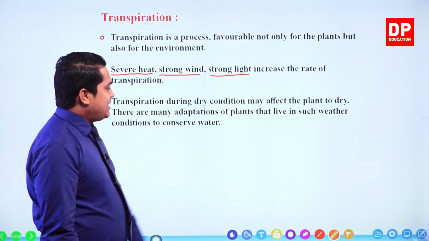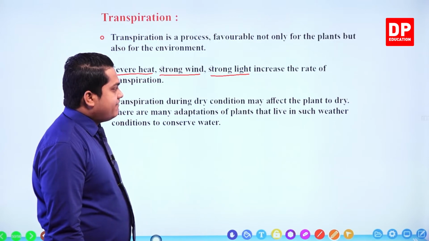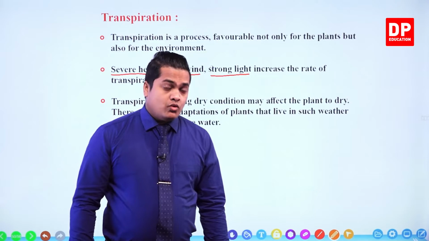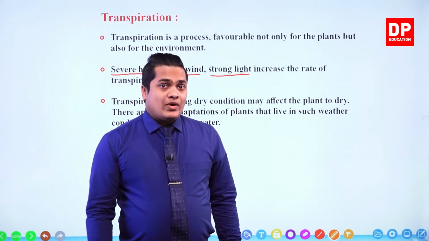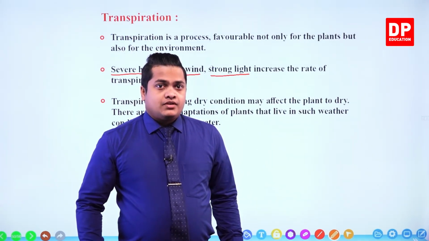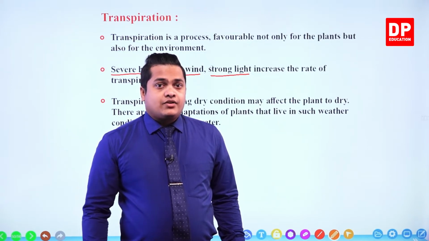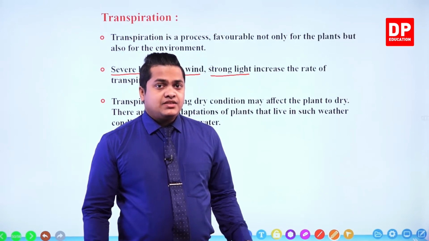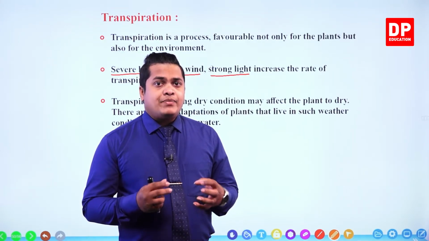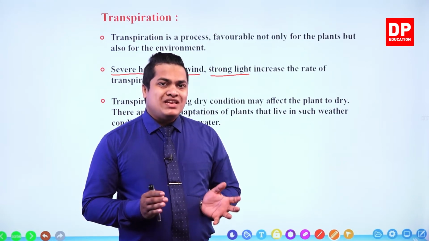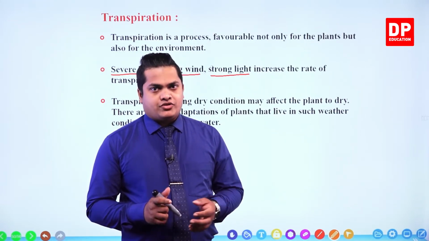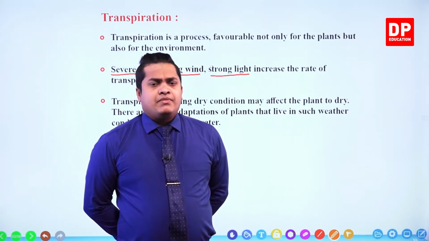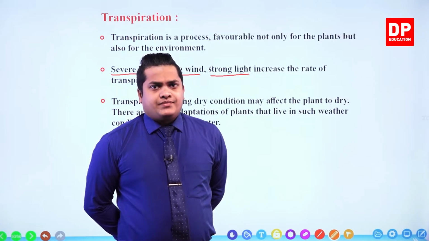There are many adaptations of plants that live in such weather conditions to conserve water. Now, the plants that grow in arid areas, xerophytic plants, have different adaptations in order to minimize the rate of transpiration. Why do they need to minimize the rate of transpiration? Because they are living in dry places.